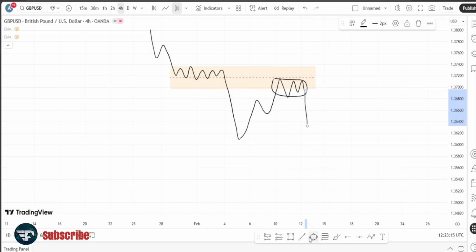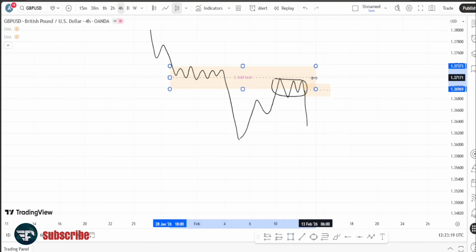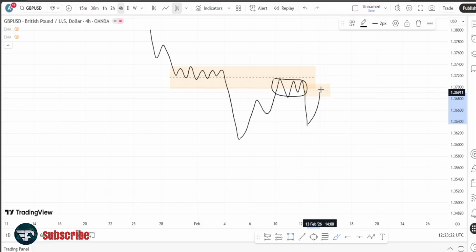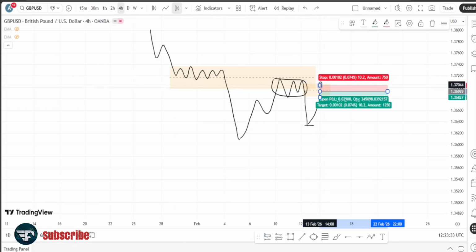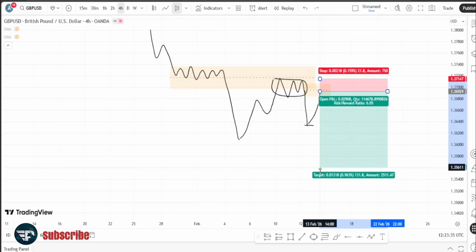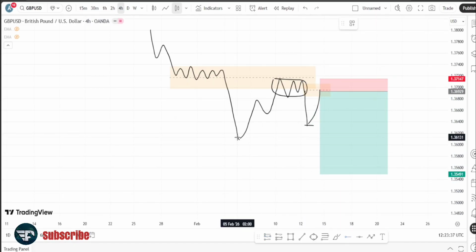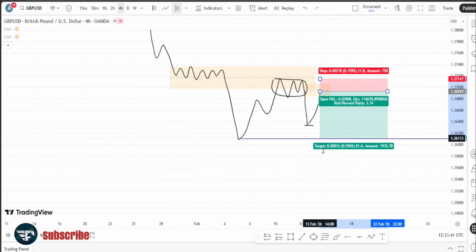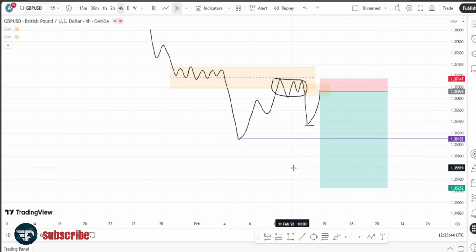Now I want to have another small supply zone inside here. That will be our entry candle. We want to see price come up again, because we have a high here, we have a low, so we should have a high that is a higher low. We take the sell from that higher low, and stop loss will be above here. First TP will be this low, and second TP will be below it. All right, so this is how to go about it with a supply zone.